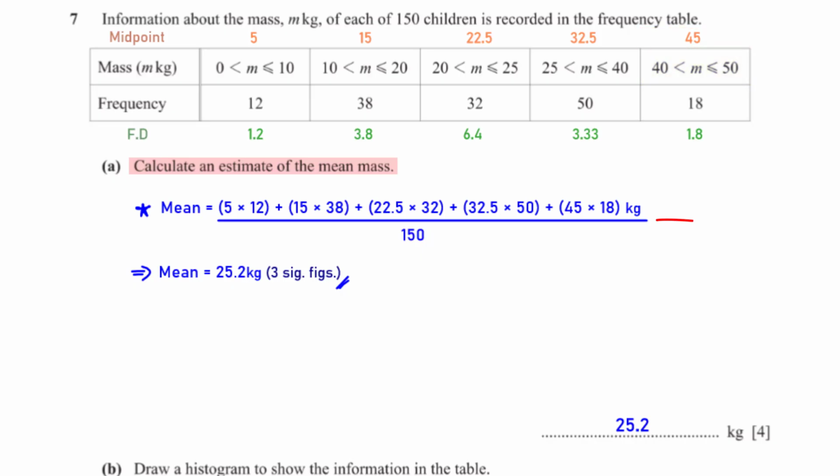So the mean is equal to the total sum of the masses of the 150 children, which is 5 times 12 plus 15 times 38 plus 22.5 times 32 plus 32.5 times 50 plus 45 times 18 kilograms, divided by 150. When we type this into the calculator, we get 25.2 kilograms rounded to 3 significant figures.